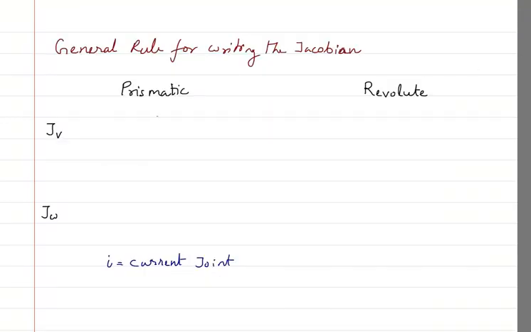So if it's a prismatic joint or a revolute joint, how will you write the JV and J omega columns? I is the current joint, and assume that there are n joints, so n is equal to the number of joints. If it's a prismatic joint, then JV can simply be written as 0 R I minus 1 multiplied with 0 0 1. What is 0 R I minus 1? If you remember, it is the rotation matrix of the transformation matrix.